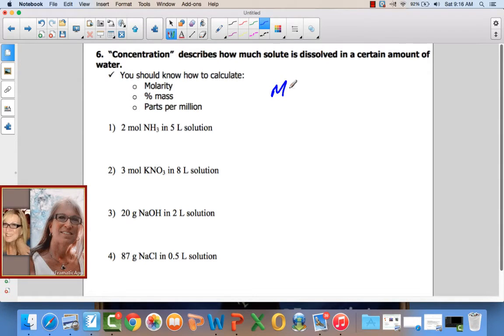Remember that molarity is equal to moles over liters. And depending on what you're given in a problem, you may have to do a two-step problem. If you don't have all of the variables that you need to outright solve the molarity problem, you may have to use your mole calculation, which is moles equals given mass over GFM.